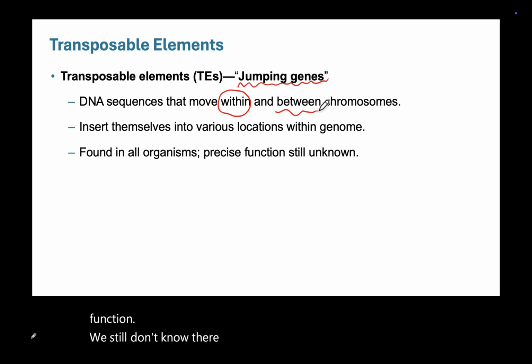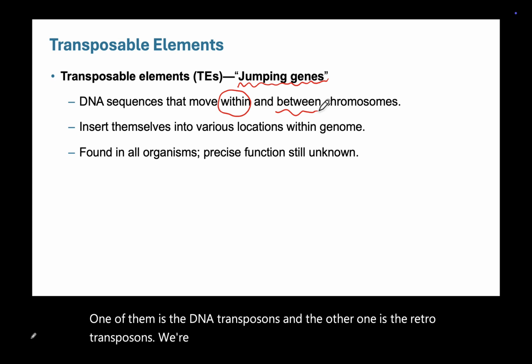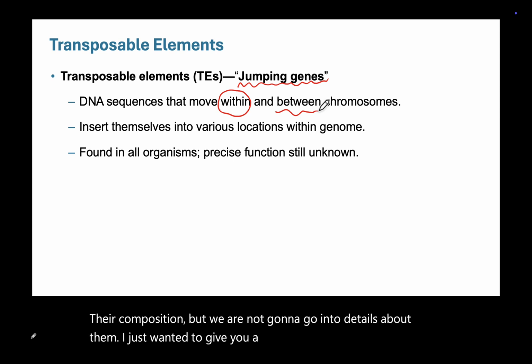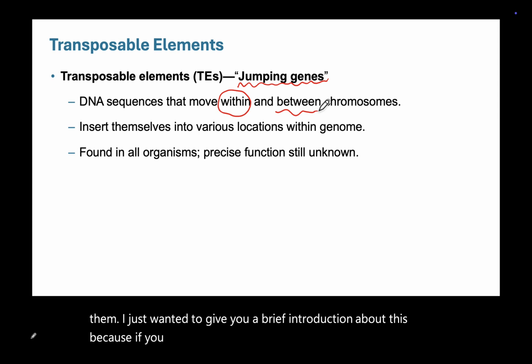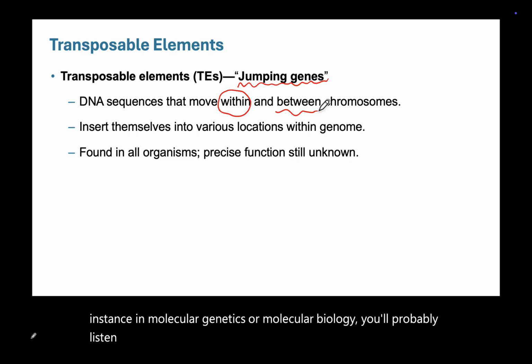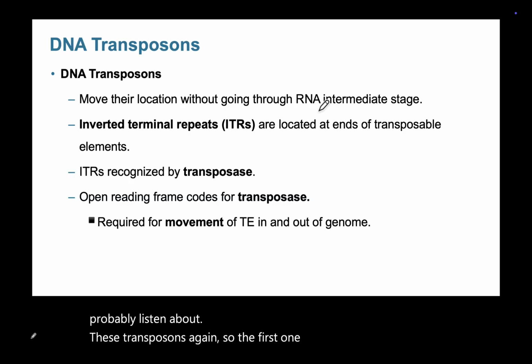There are two types of transposable elements, okay? One of them is the DNA transposons, and the other one is the retrotransposons. We're just going to take a look at how they look, their composition, but we are not going to go into details about them. I just wanted to give you a brief introduction, because if you take future higher level courses, for instance in molecular genetics or molecular biology, you will probably hear about these transposons again.